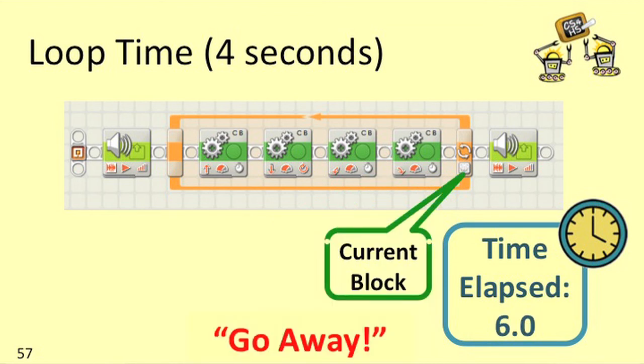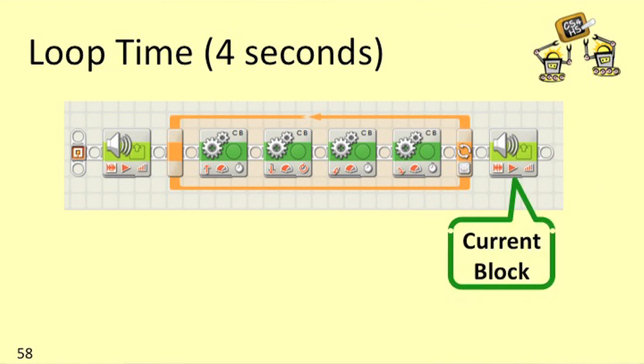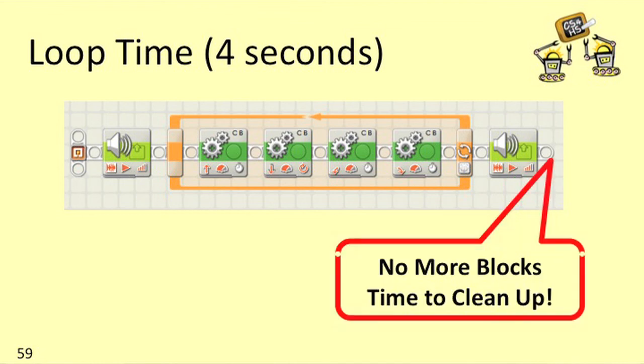Finally, we get to the end of the loop and we check and discover that 6 seconds have elapsed. That's more than the 4 seconds we wanted to run the loop for, so the loop says go away, and we continue forward onto the sound block. Since the timer was part of the loop, when we leave the loop, the timer disappears. Now the NXT says, have a nice day. And there you have it. We've reached the end of our program, and the NXT cleans up, that is, turns off the motors and the speaker and resets the display.